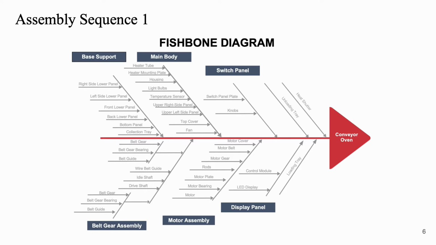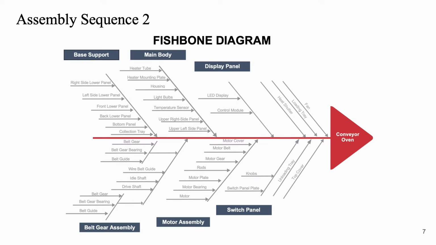This is our assembly sequence 1 shown in a fishbone diagram. There are 6 sub-assemblies: the base support, belt gear assembly, main body, motor assembly, switch panel, display panel. Then there are 3 individual components such as the unload tray, load tray, and heat shutter, which come together to form the conveyor oven.